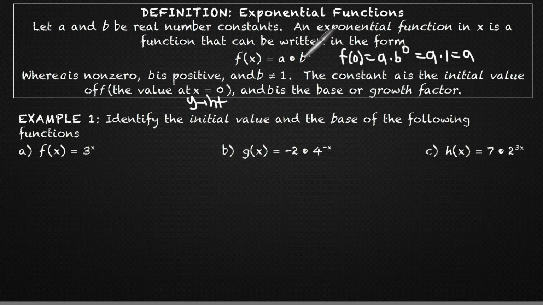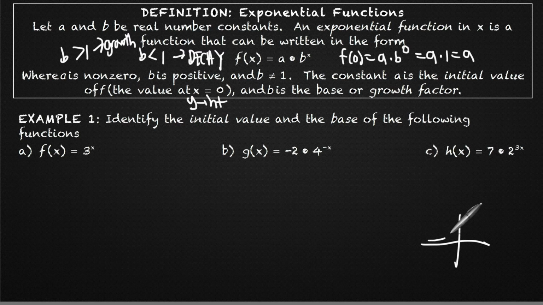Now b is what's called the growth factor. If b is greater than 1, then this is going to be exponential growth. If b is less than 1, then this is going to be an exponential decay. All right? So essentially, it's either going to look like this. Okay, so let me just illustrate. It's either going to look like that, or it's going to look like this. And we'll get into the graphs in just a moment.